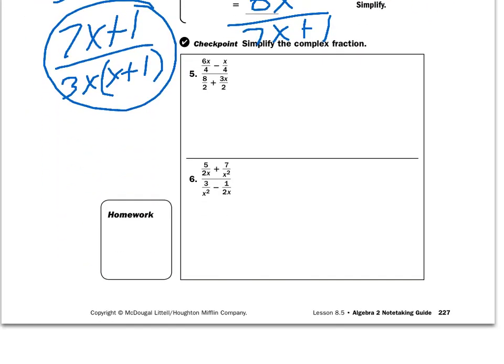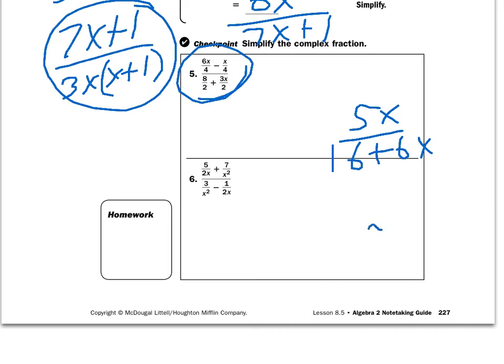You guys try the number 5 and number 6. And I'm just going to shoot you the answers on those real quick. Let's see if you get here. 5x over 16 plus 6x. Can you get from here to there? And on the other one, can you get to 5x plus 14 all over 6 minus x?